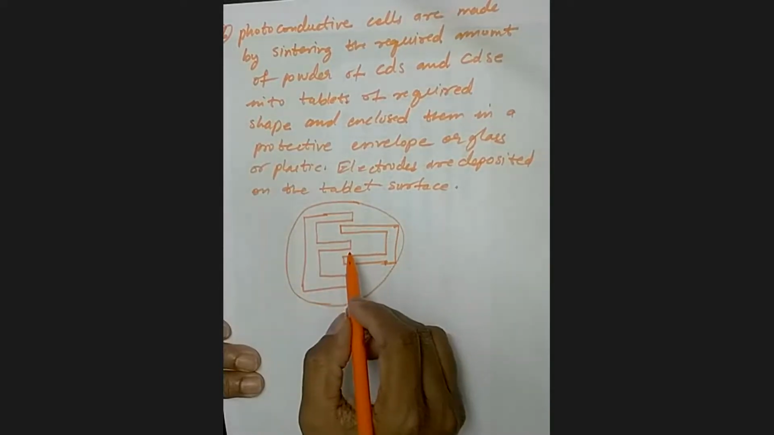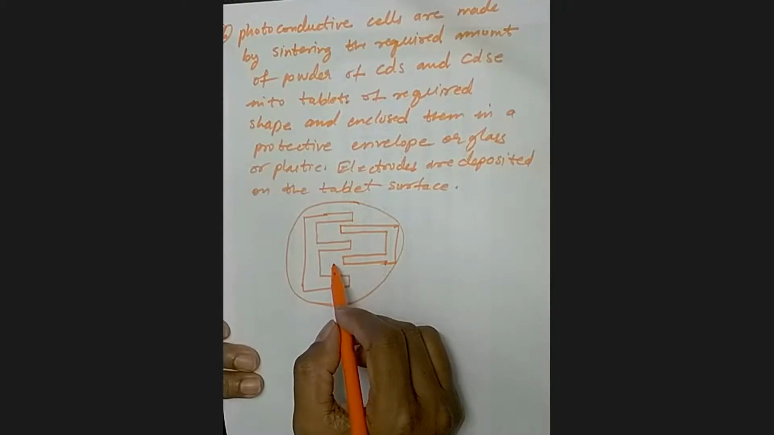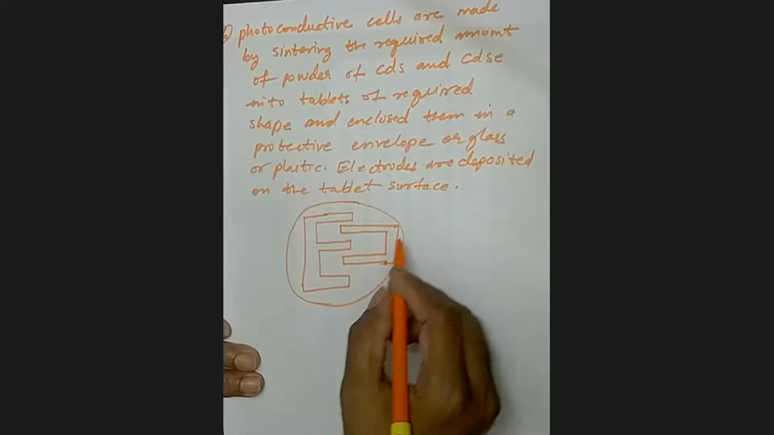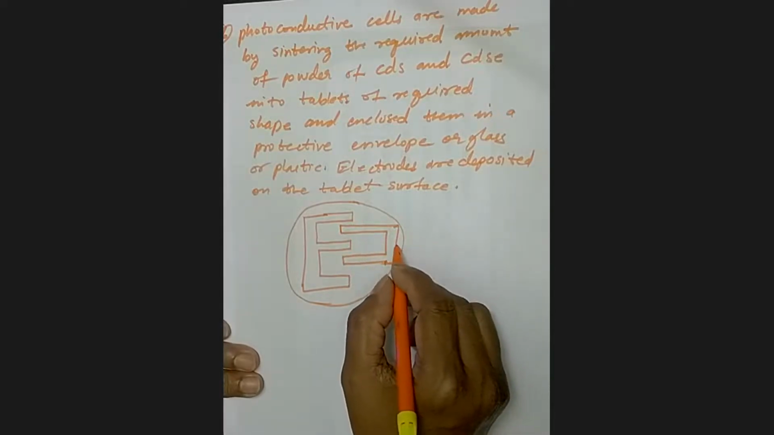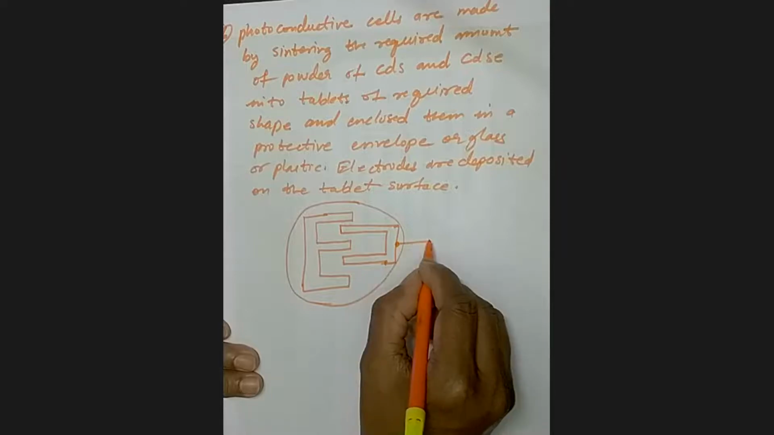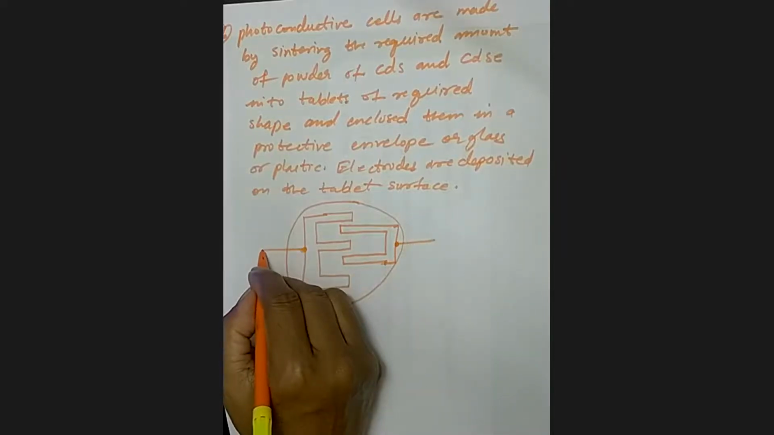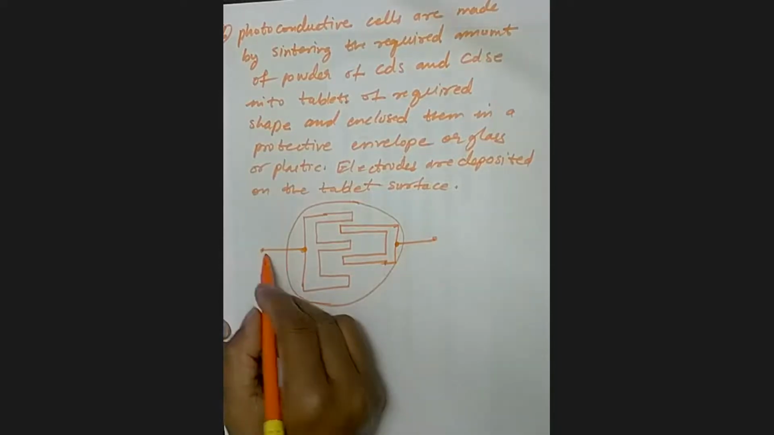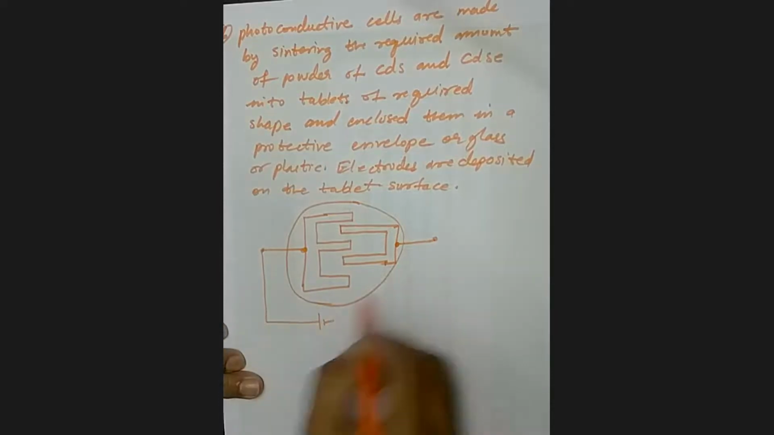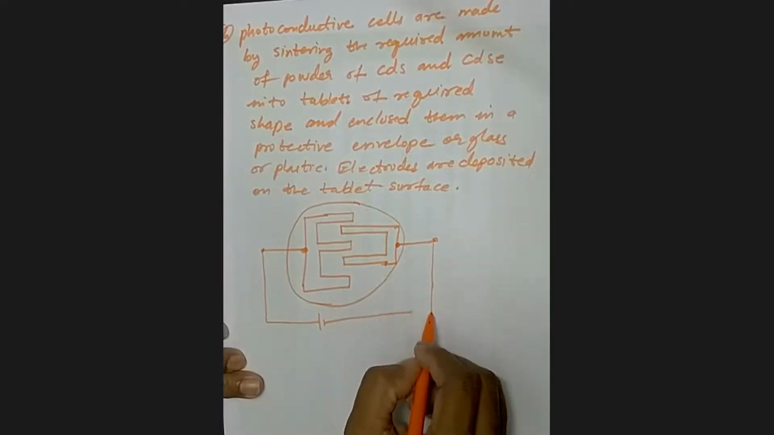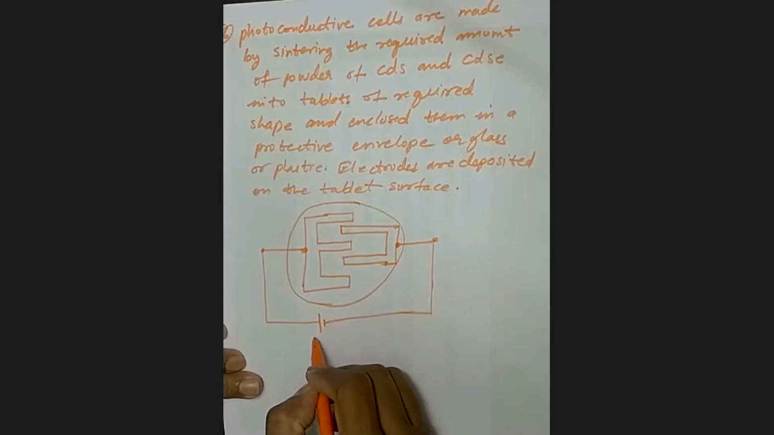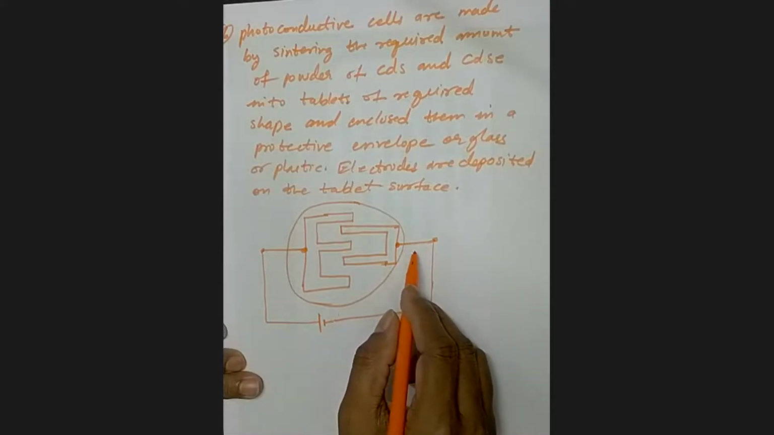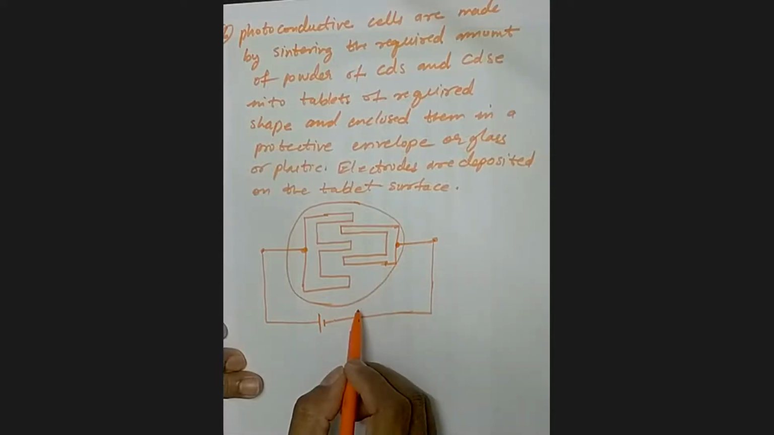So the cadmium sulfide or cadmium selenide are shaped into tablets, and the two electrodes are deposited. So this is one electrode, this is another electrode. The positive and negative potential can be given across these electrodes. So let this be positive and let it be negative. The battery positive terminal is connected here and battery negative terminal is connected here. So this is a photoconductive cell.